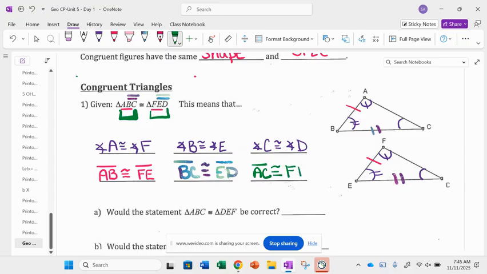Like if I switched where A, C, and D, F, like if I switch it, do they have to be in order like that? No, it doesn't have to.